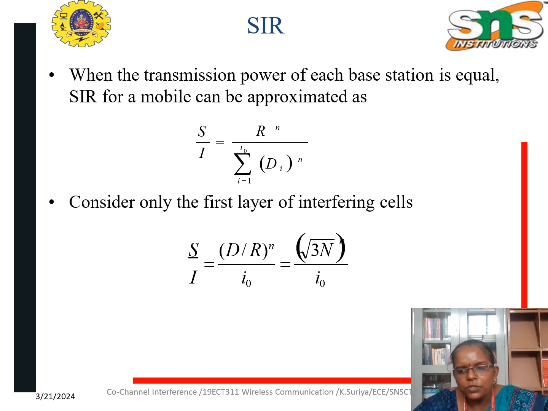When the transmission power of each base station is equal, your signal to interference ratio is modified as R to the power minus n divided by the summation of i equal to 1 to I naught of D i to the power minus n, where R is the radius and D i is the distance as said already. Now if you consider only the first tier of interfering cells, this can be written as (root 3 N) to the power n divided by I naught, where I naught will be equal to 6.